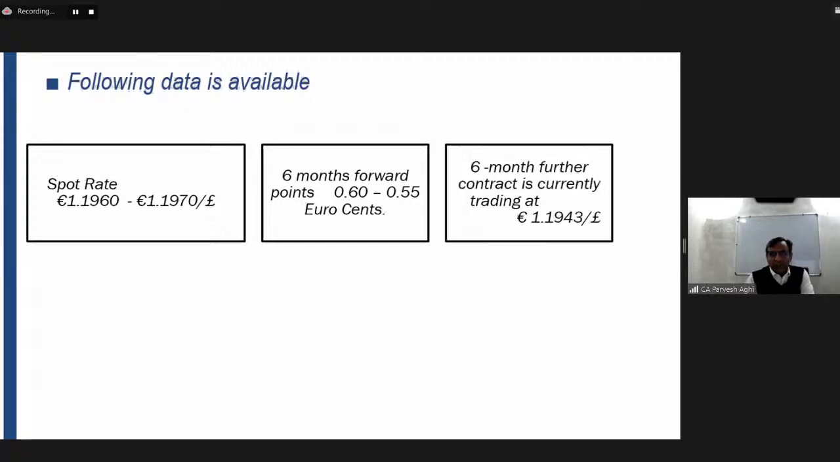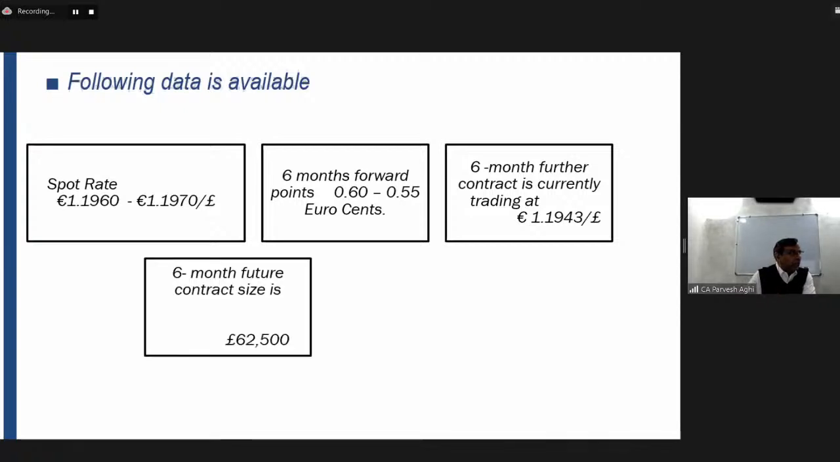The 6 months futures contract is currently trading at euro 1.1943 per pound, so 1 pound is equal to so many euros. This is the futures contract. The 6 months futures contract size is 62,500 pounds. So each contract is for 62,500 pounds, which is pretty large. In India it is 1,000 pounds, so here the contract size is much higher.